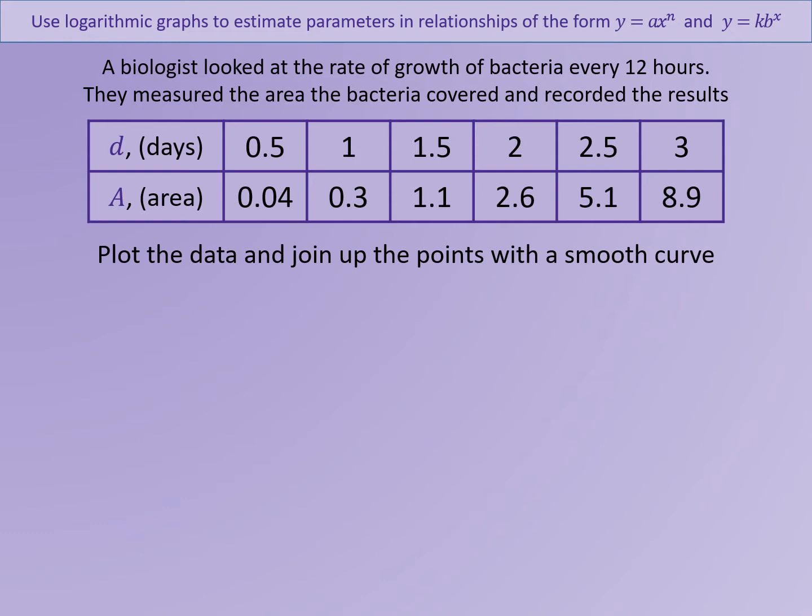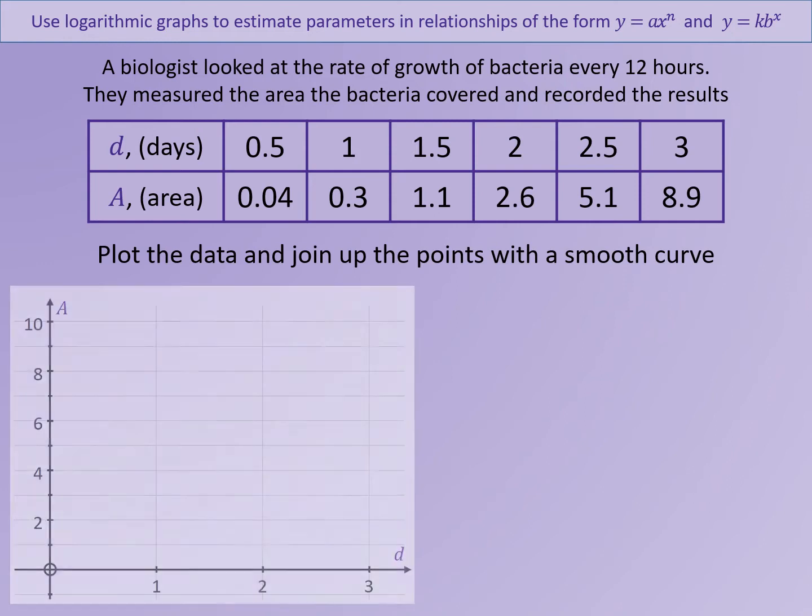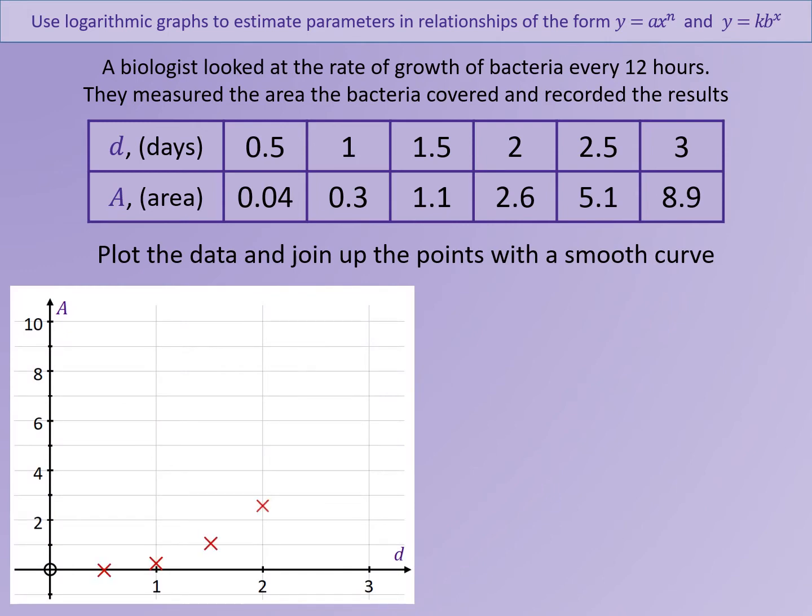So as a starter, what we've got here is some data which shows the area of a bacteria which is measured every 12 hours. So that's why the number of days variable is going up by a half each time, and the area is showing us how that area is changing over time. And if we were to plot that data and join up the points with a smooth curve, then we would get a curve that looks like this.